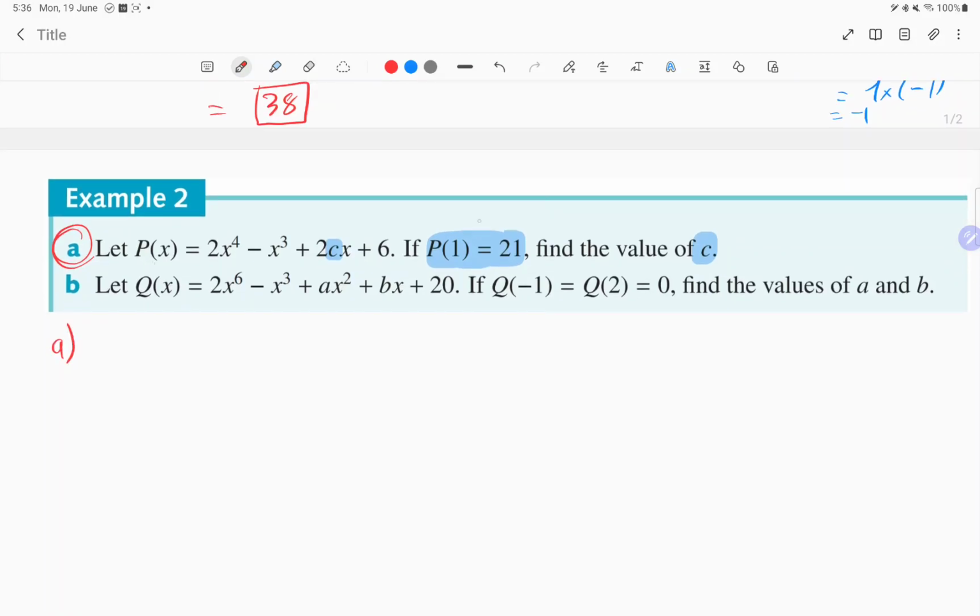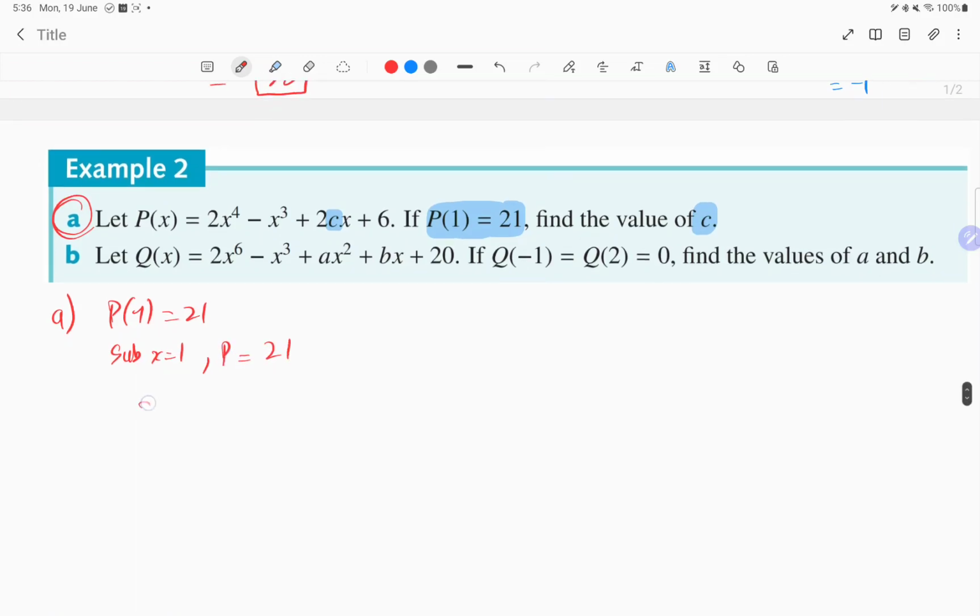So let's have a look. We need to use what they give us, P1 equals 21. When you have P1 equals 21, it means that when X equals 1, P is equal to 21. So you get 21 equals this whole thing, but instead of X, you get 1. So that would be 2 times 1 power 4 minus 1 power 3, and plus, well, if it's just a number, you can get away with writing just a number. So 2 times 1 power 4, then plus 2c times 1, plus 6.